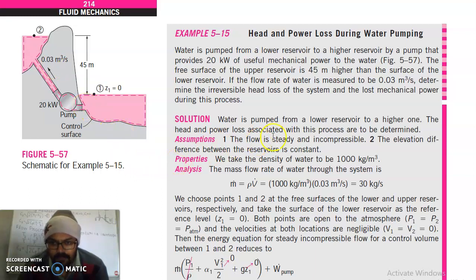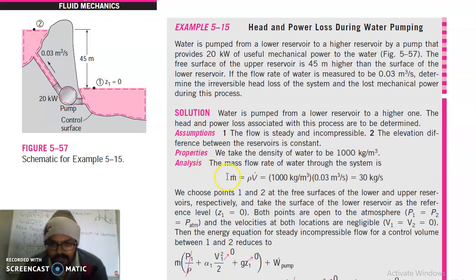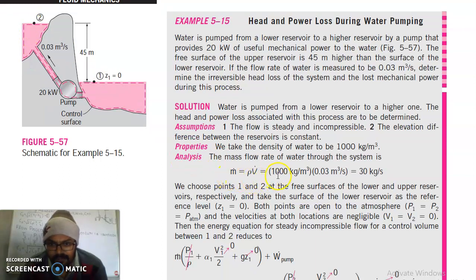So water is pumped from a lower reservoir to a higher one. The head loss and power loss associated with this process are to be determined. The flow is steady and incompressible. The elevation difference between the reservoirs is constant. So mass flow rate is equal to density times volume flow rate. Density is 1000, volume flow rate is 0.03 meter cube per second. So it is 30 kg per second.